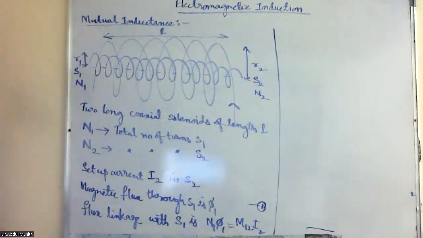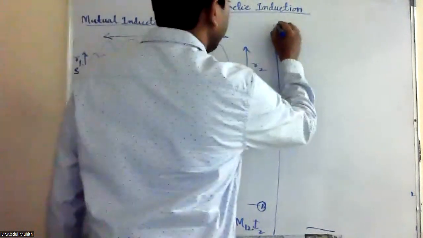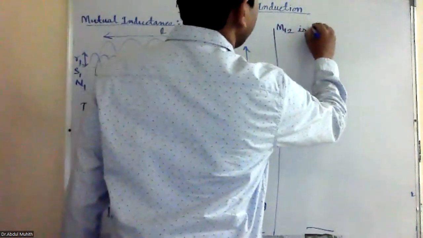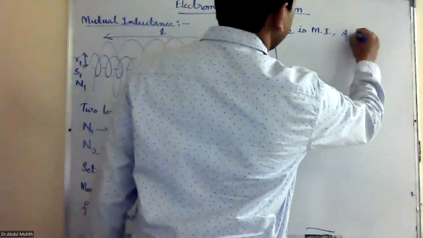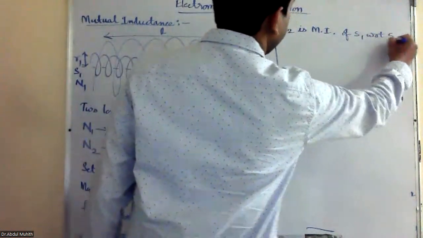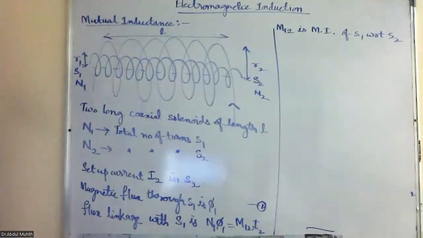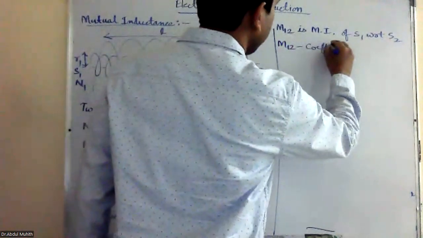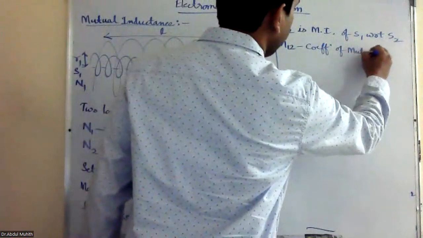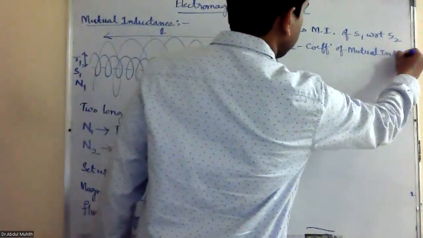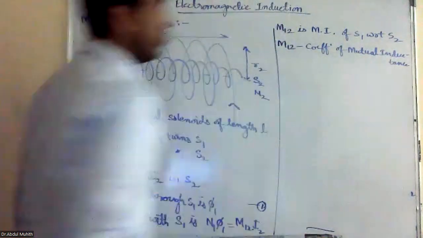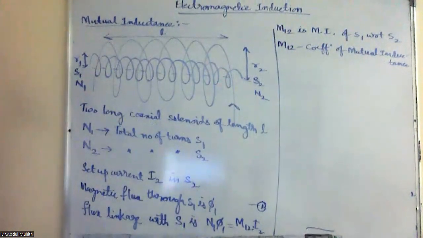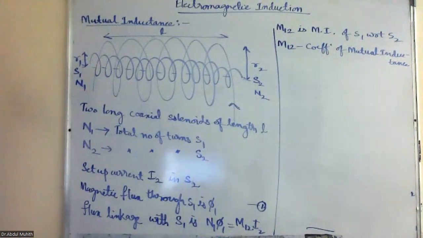Now, here M12 is said to be the mutual inductance of S1 with respect to S2. M12 is also known as the coefficient of mutual inductance.